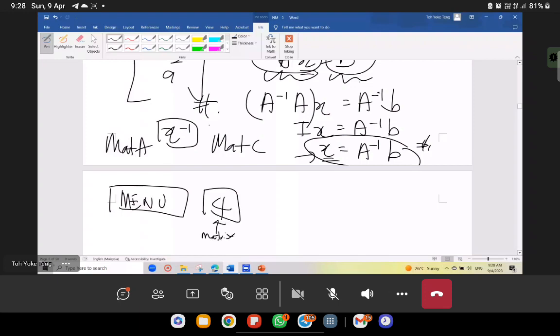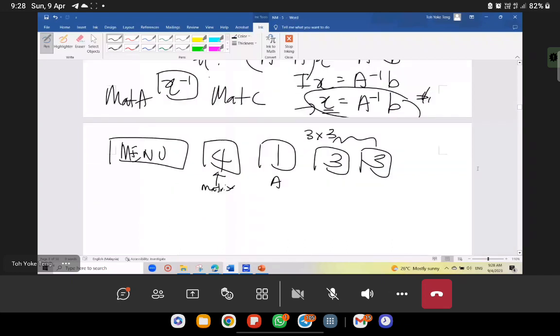So just the same thing, define matrix A. Just press 1 for the matrix A. Here, this one is 3 times 3 dimensions. So for the number of rows, you press 3. And then for the number of columns, you press 3 also. Okay, and then you insert the values.